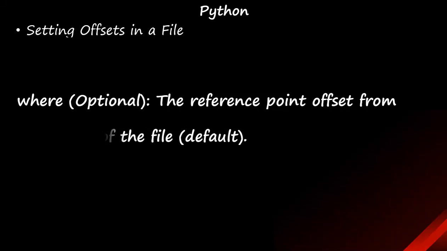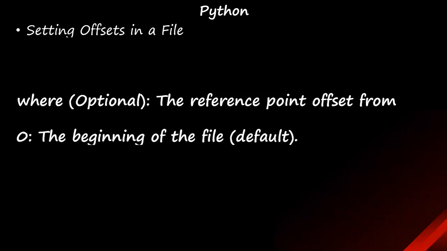There are three reference points, or offsets, we can say. First is 0. If the offset is 0, it means the pointer is at the beginning of the file, which is the default value.